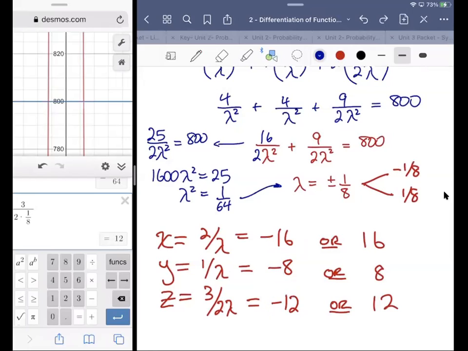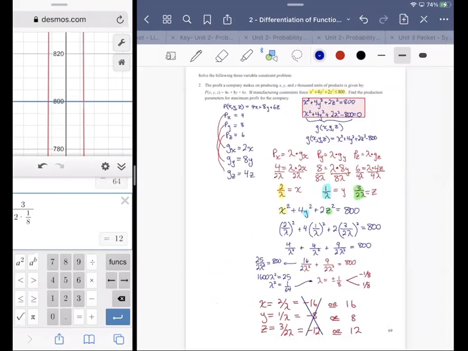Although you don't want to toss the negatives out of hand just because they're negatives, even when it comes to products, because it could be products promised. You're short 16,000 products, 16,000 of X, 8,000 of Y, and 12,000 of Z. So you don't want to just say, oh, it's negative, it's gone. You really want to think about it. But when you consider this scenario, it seems like they're calling for positive values. Find the production parameters for the maximum profit for the company.